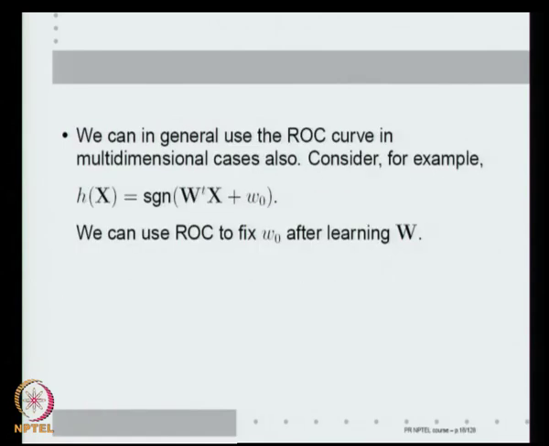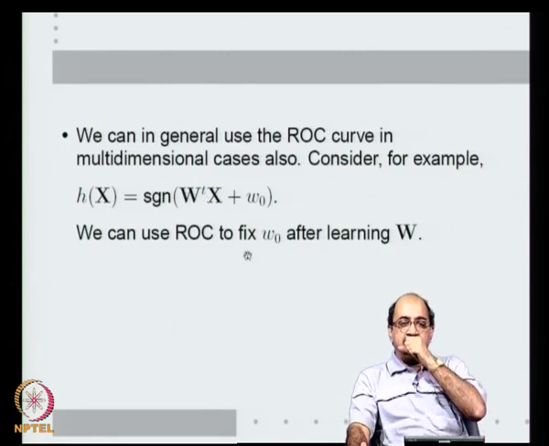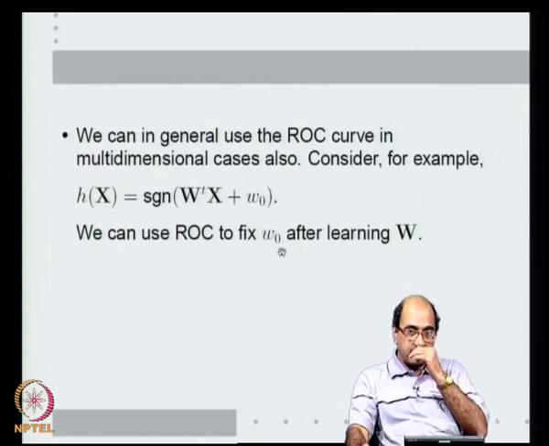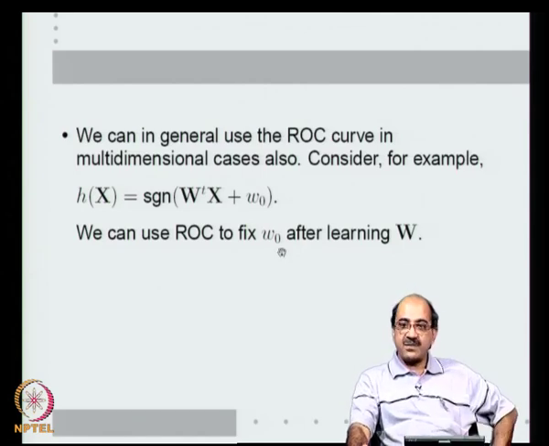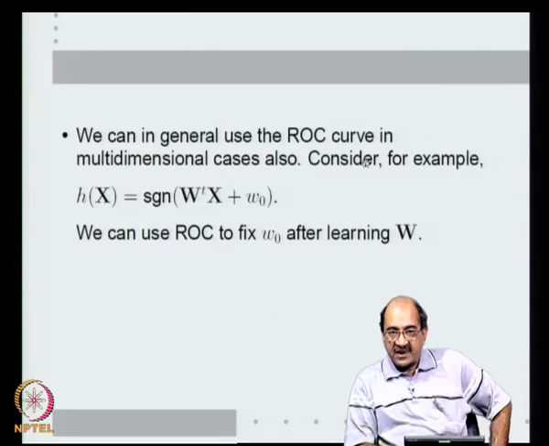Of course, you can use ROC in many other cases. Suppose I have a linear discriminant function h of x equal to sign of w transpose x plus w naught. If I have somehow estimated w, so I know the right direction onto which to project x, then I can learn w naught by using an ROC. Here it does not matter what class conditional density w transpose x has; just by plotting the ROC I will be able to fix a threshold w naught. So, this is another way, apart from the Neyman Pearson classifier, to trade off one kind of error with another.